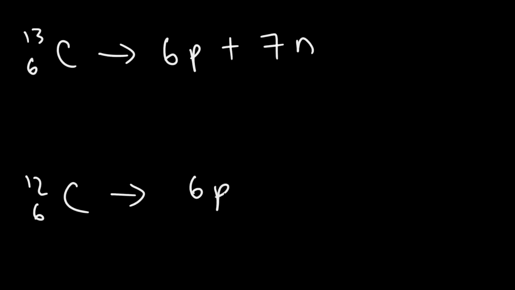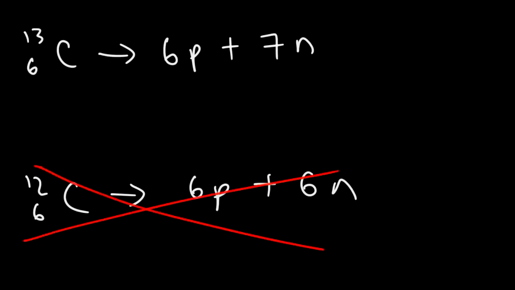Carbon-12 has 6 protons and 6 neutrons. Carbon-12 does not have an odd number of protons, nor does it have an odd number of neutrons. So carbon-12 does not have a property called spin. Therefore, you can't use it in NMR spectroscopy. Carbon-13 has an odd number of neutrons, so therefore you can use carbon-13 in NMR spectroscopy.